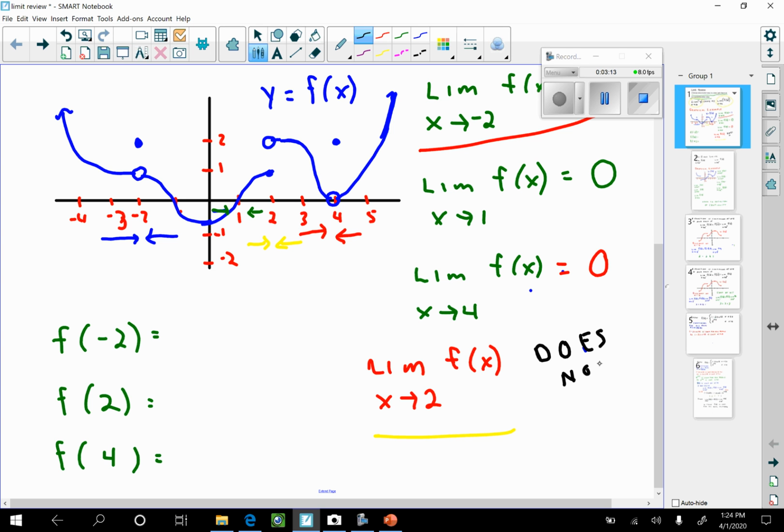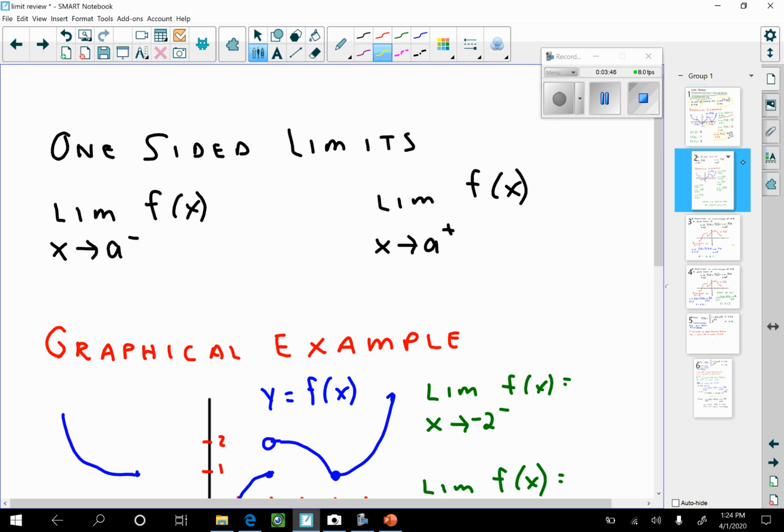Before I can formally tell you why it doesn't exist, and we talked about this in a previous video, I need to talk about the left-hand and right-hand limits. Before I change the page, f of -2 is 2, this was 1, and f of 4 was 2 as well. So what I need to do is come up with an idea of why that doesn't exist, and in order to do that, I have to talk about one-sided limits.